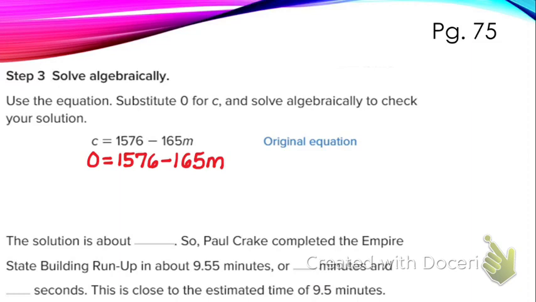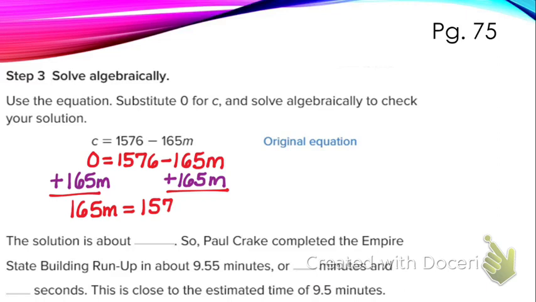All right, I heard add 165. That sounds pretty good. That's a good idea. Let's do that. Now, I want to also make sure you understand that you could also subtract the 1,576. Okay. Add 165 M. So I have 165 M equals 1576.